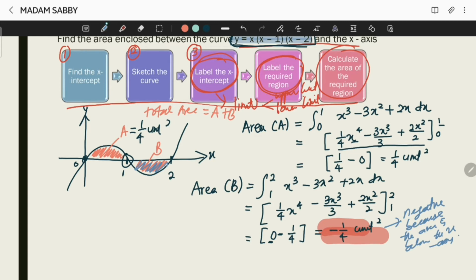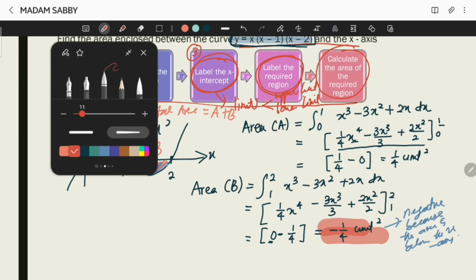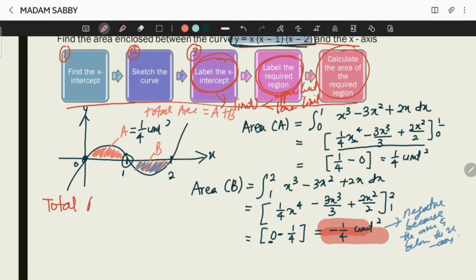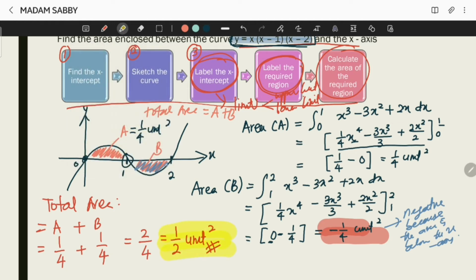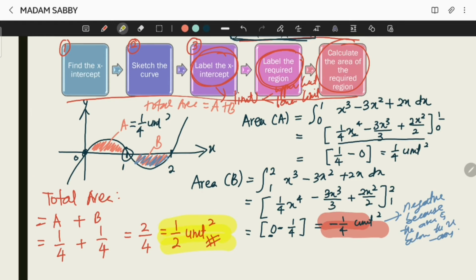So how do you find out what is the total area? Total area equals A plus B. So your A is 1 over 4 plus your B is 1 over 4 unit square too. So ignore the sign, in total you will get 2 over 4, which can be simplified into 1 over 2 unit square. So this is the total area. That is the final answer, 1 over 2 unit square. Okay, let's move to the next example.